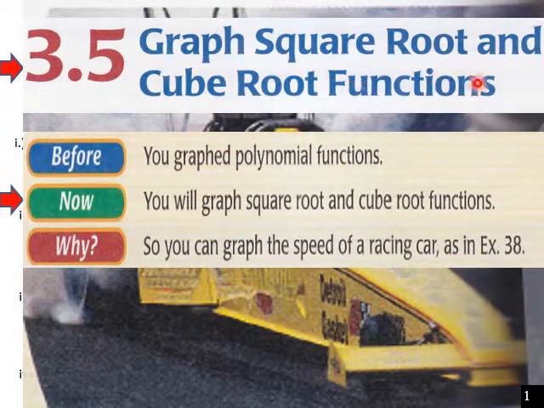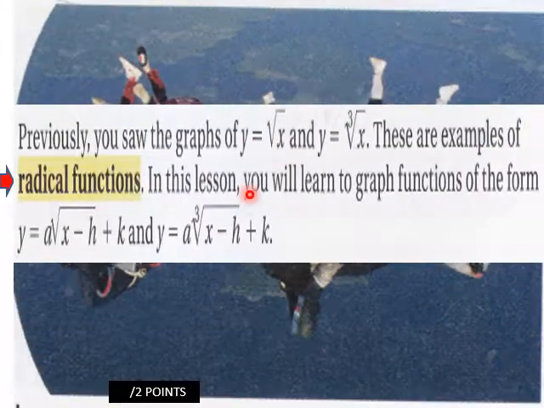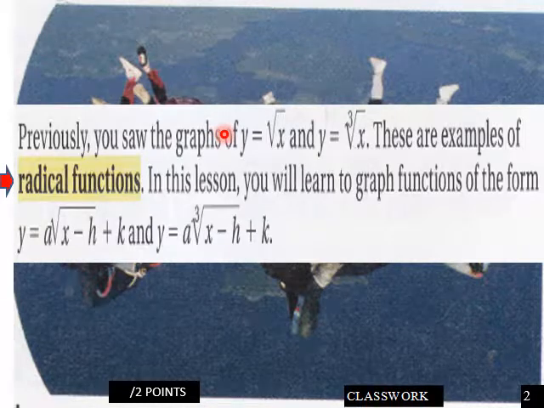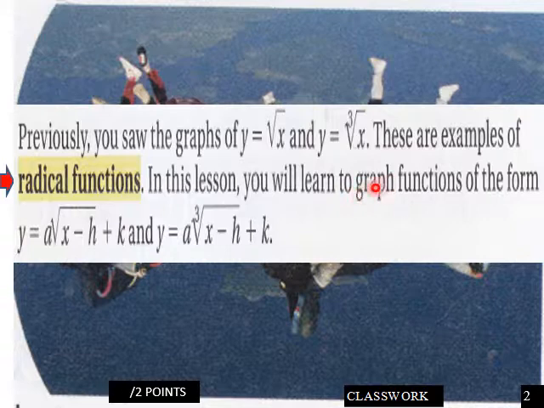Okay, we're going to graph square root and cube root functions. You've graphed polynomials. You will graph square root and cube root functions so you can find the speed of a race car. Previously, you saw the graphs of y equals radical x and y equals the cube root of x. These are examples of radical functions. In this lesson, you will learn to graph functions of this form here.